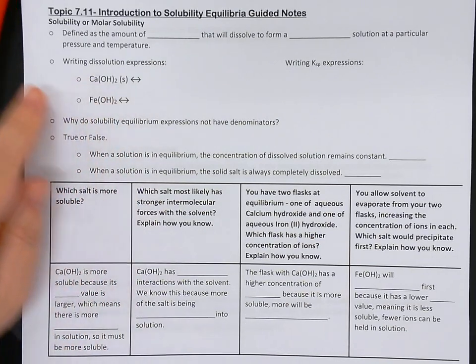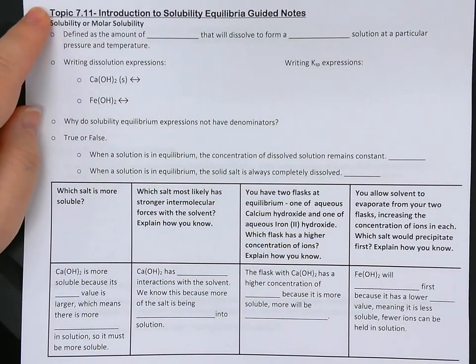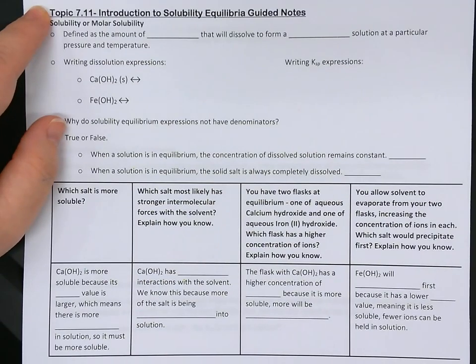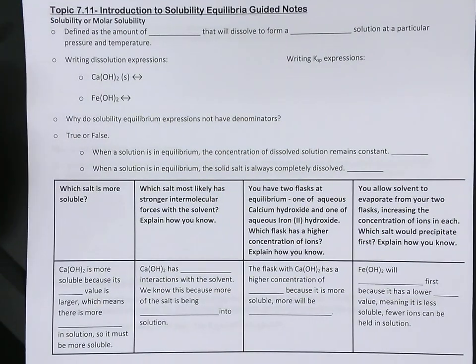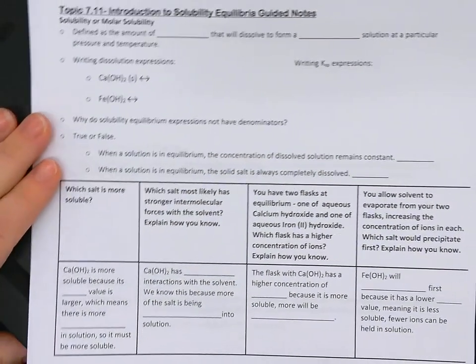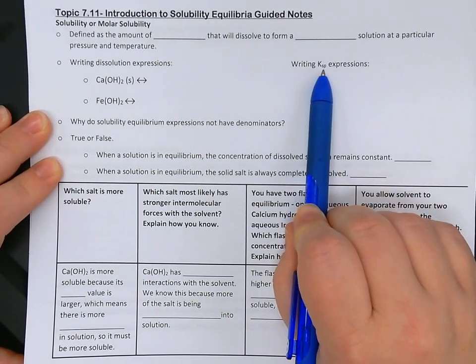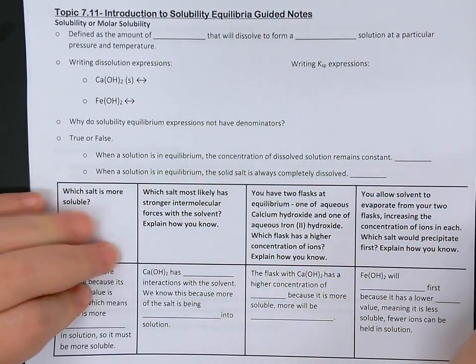All right, we are taking a look at topic 7.11, Introduction to Solubility Equilibria Guided Notes. So we are going to take a look at what solubility versus molar solubility is and how we calculate what's called a Ksp for a chemical.